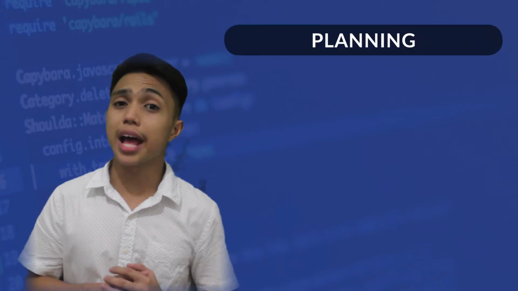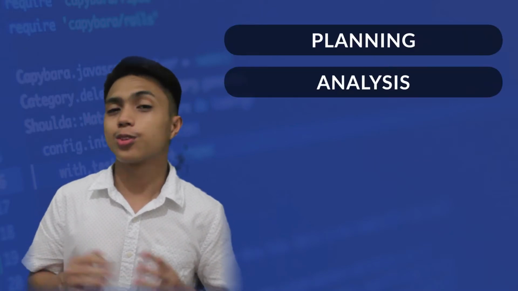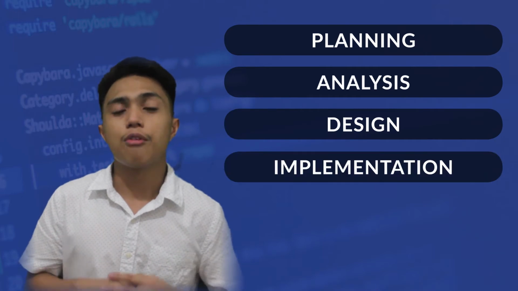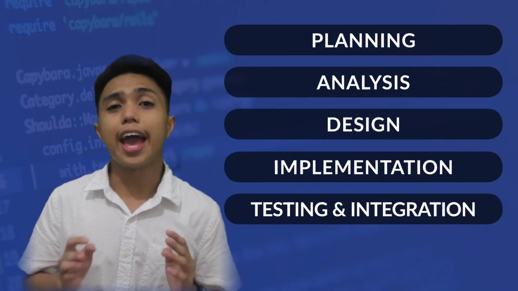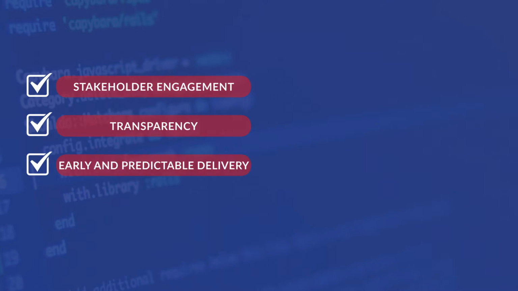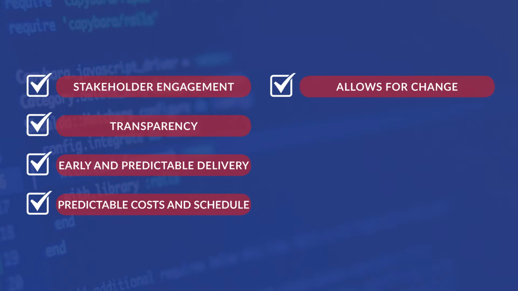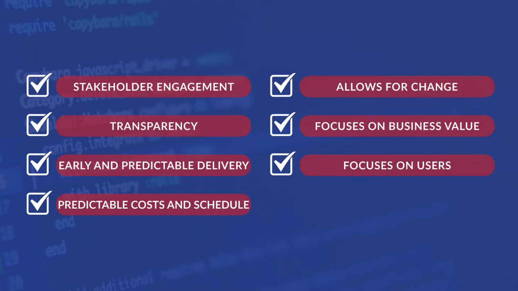Using Agile software development is like this. First is planning, next is analysis, third is design and implementation, fourth is testing and integration, and the last one is maintenance. According to Technologies, the advantages of using Agile are the following: stakeholder engagement, transparency, early and predictable delivery, predictable cost and schedule, allows for change, focuses on business value, focuses on users, improves quality.